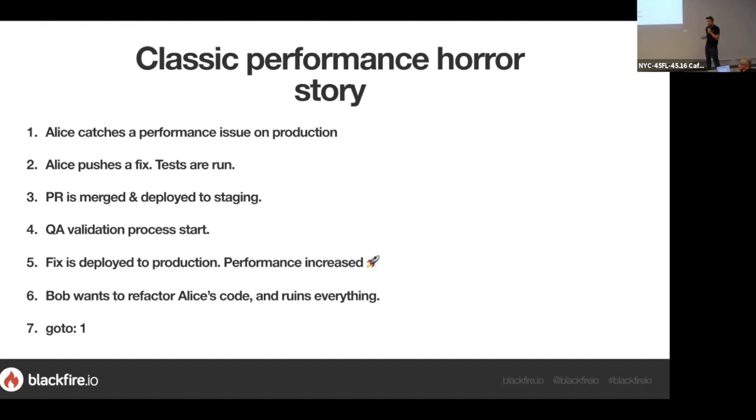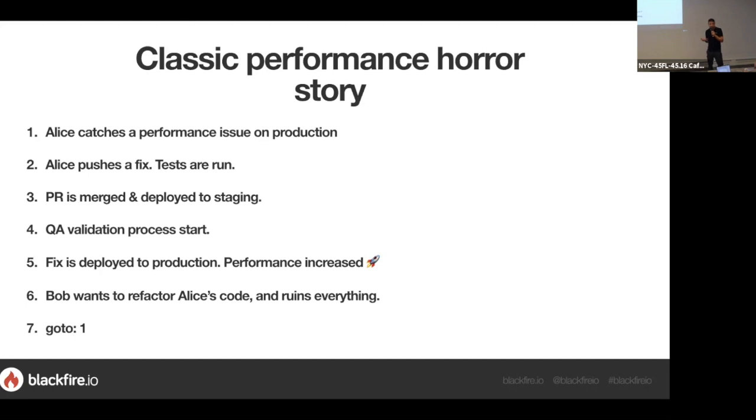The performance increased, we are all happy, but Bob is here, and Bob wants to refactor Alice's code. And Bob introduced a regression, a performance regression, so we can all go back to 1.